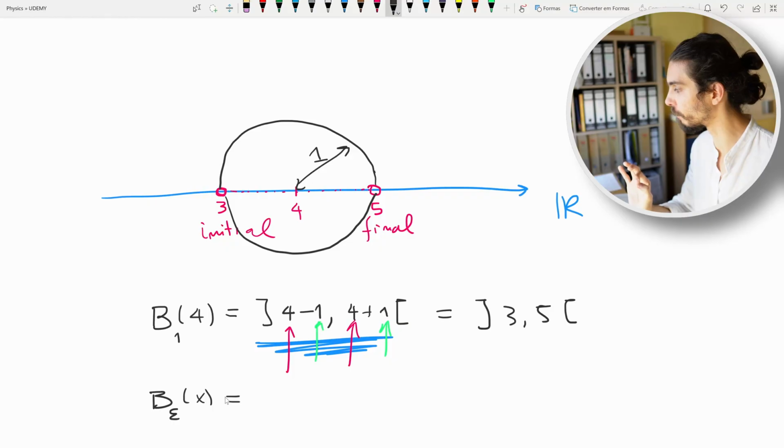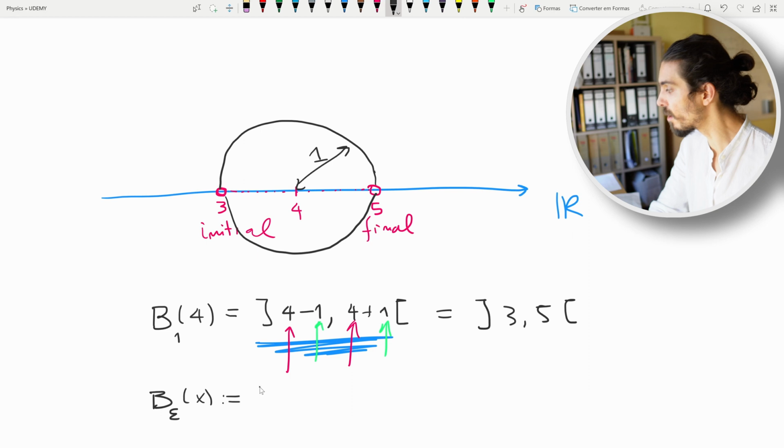In general, these sets can be written as follows. We call B epsilon of x, by definition, an abbreviation for the set from x minus epsilon to x plus epsilon, where x is the middle point that you must specify, and epsilon is the radius of that circle. So, with this concept in our hands, let's now act with our functions on this thing.